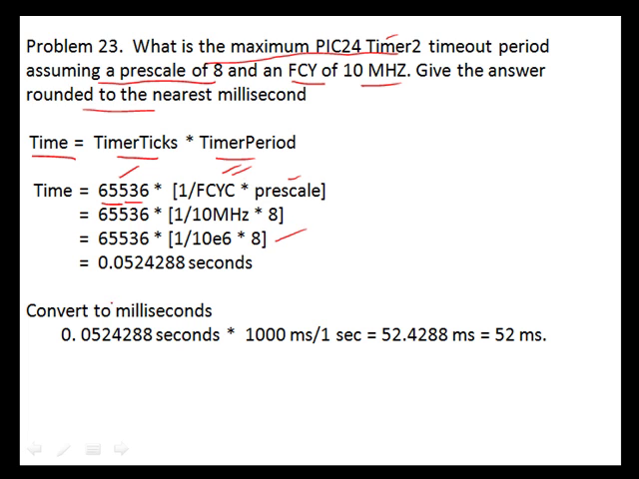Multiplying these numbers out, we get this value in seconds. We need to convert this to milliseconds, so we multiply that by 1,000 milliseconds in 1 second. We end up getting an answer of 52.4 milliseconds, so rounded to the nearest millisecond is going to be 52 milliseconds.